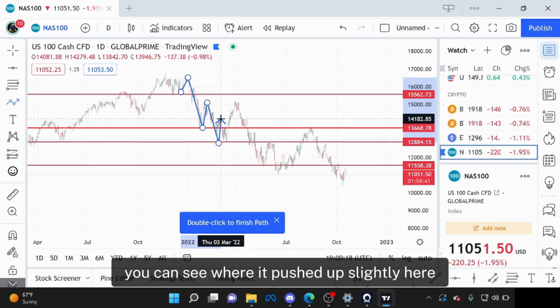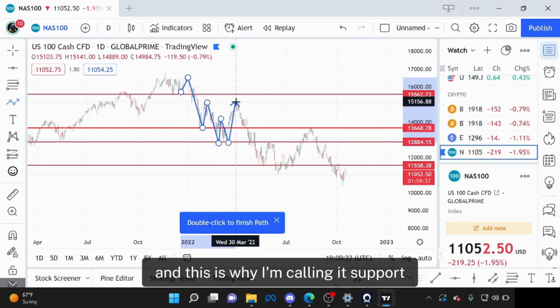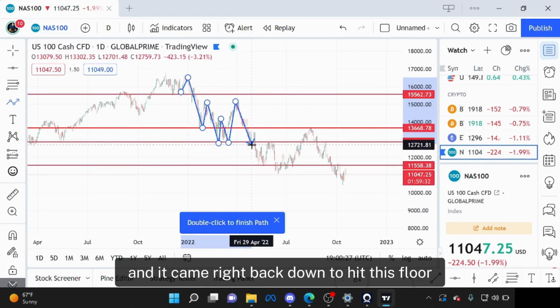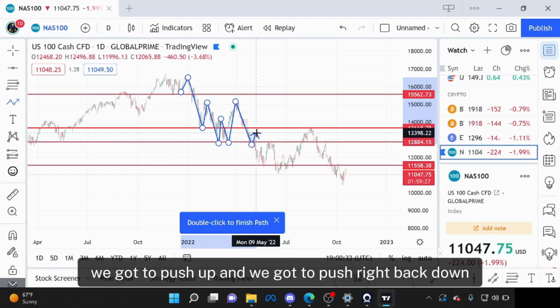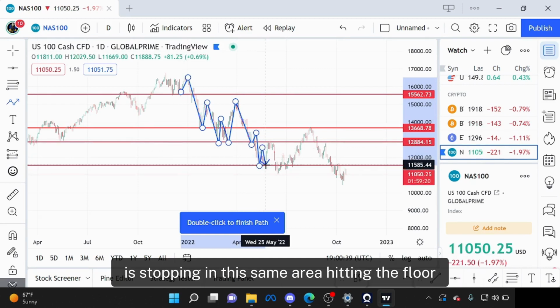You can see where it pushed up slightly here. It came back down to hit that floor again. And this is why I'm calling it support. You can see the ceiling here, and it came right back down to hit this floor. It went right through the other floor and hit this floor. We got a push up, and we got a push right back down. Okay, and it's hitting the floor. Understand it's stopping in this same area, hitting the floor.